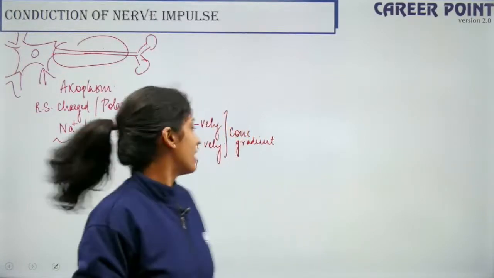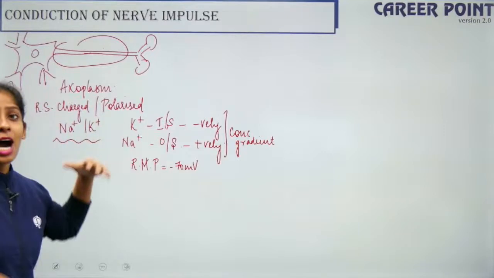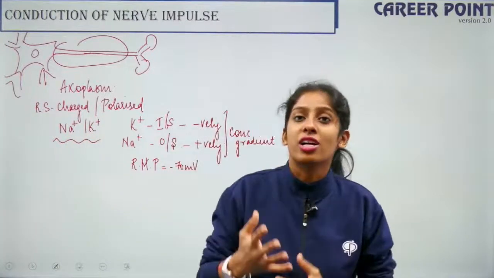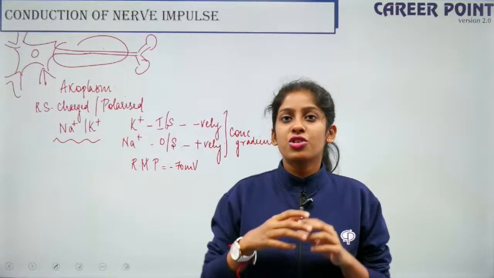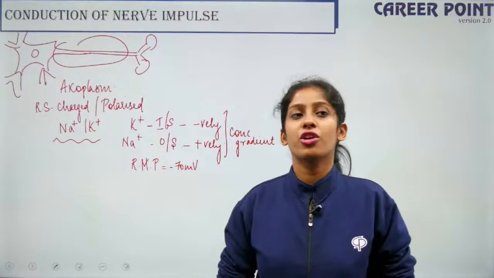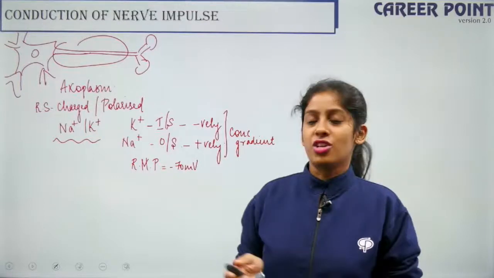Yes, thank you. So this is how conduction of nerve impulse happens, right? So now we're going to talk about how transmission happens. So transmission is how information moves between two neurons. So we are going to talk about that. So let's see how it moves on.